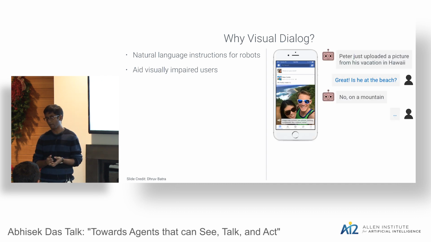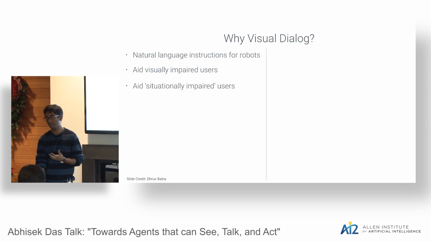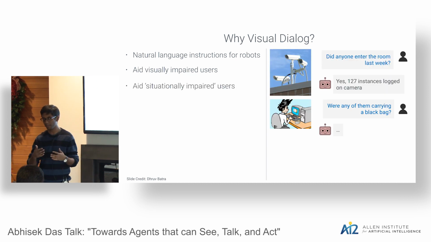It's also obviously useful to aid visually impaired users. For example, here, somebody's friend is uploading an image on a social networking website, and then they're able to ask questions to this intelligent agent. Great, is he at the beach, and so on. It's also useful for situationally impaired users, where there might be so much visual data that it's not possible for a human to see through all of it. And so if you have a natural language interface to query it more effectively, then that's useful.